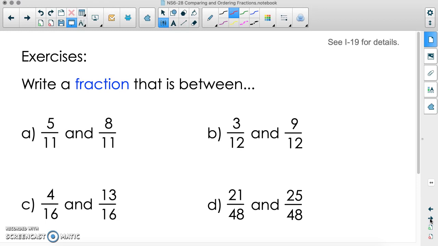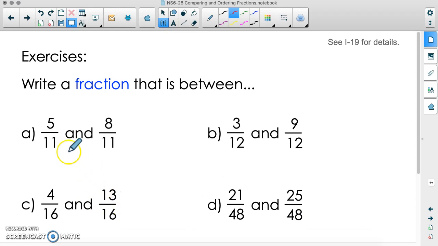So here we're given another set of fractions. I want you to think of numbers that are between these two numbers now. You're given two numbers, you're trying to find something that would fall in between. So let's do A and B together. You're going to have several answers that are possible.